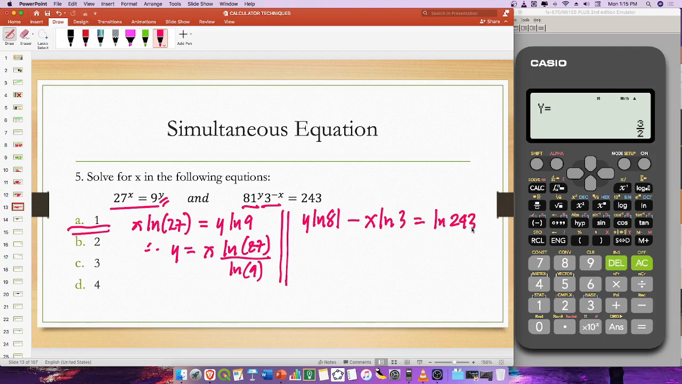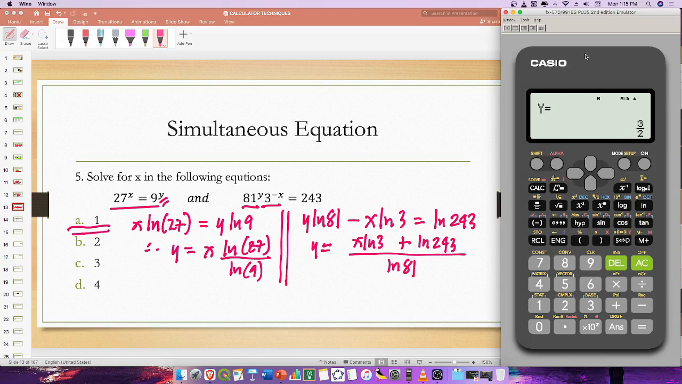Take note, we took the logarithm of both sides, and then we will solve for y here. Therefore, y equals x ln of 3 plus, take note, I transpose this, it becomes positive, plus ln of 243, all over ln of 81. Now we have the value of y. So we have two values of y.